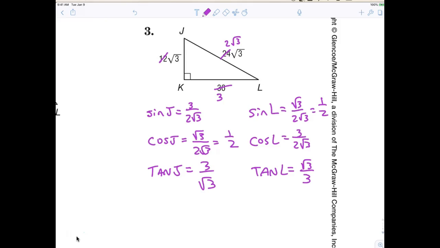Now, the reason why I'm saying you're practicing on this is because typing this in the calculator is kind of annoying. All right. So you're going to do inverse sine.